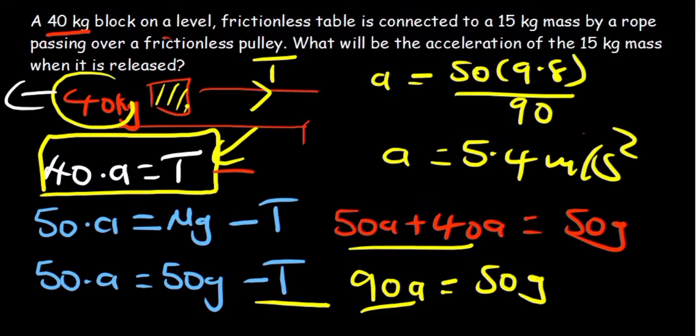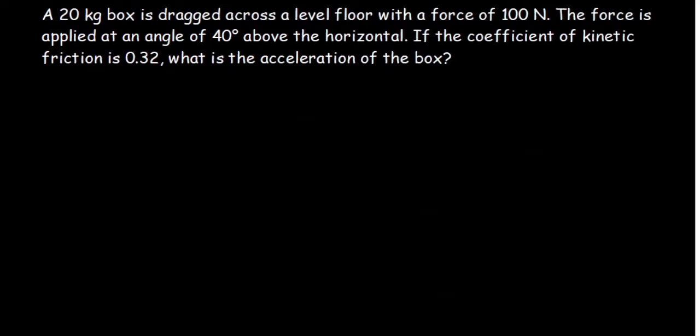Okay. The next question says, a 20 kilogram box is dragged across a level floor with a force of 100 newtons. The force is applied at an angle of 40 degrees above the horizontal. If the coefficient of kinetic friction is given, what is the acceleration of the box?